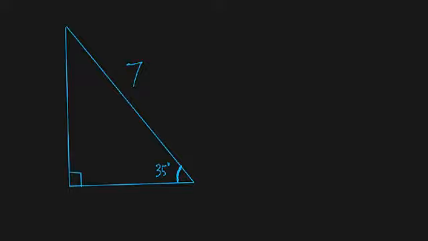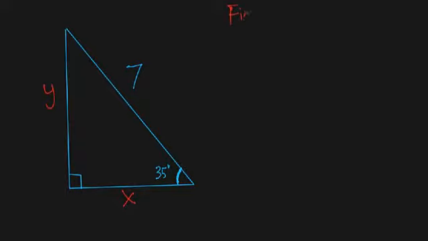Okay, and I ask you to find, well, I label the other legs of the triangle as X and Y. And I tell you to find X and Y. That's your objective here. All you know is that this is a right triangle, you know one of the angles, and you know the length of the hypotenuse. So how would you go about doing this?